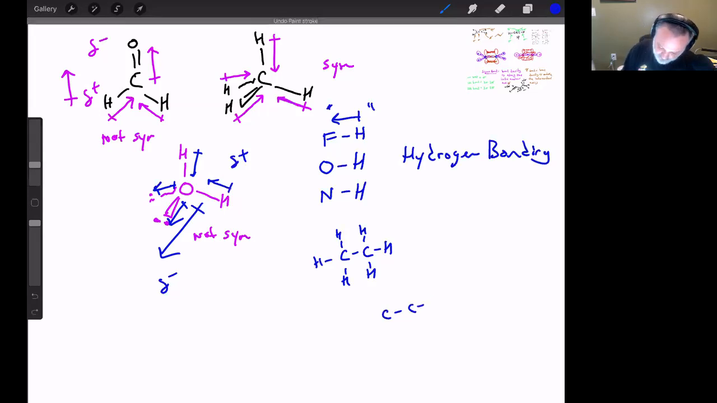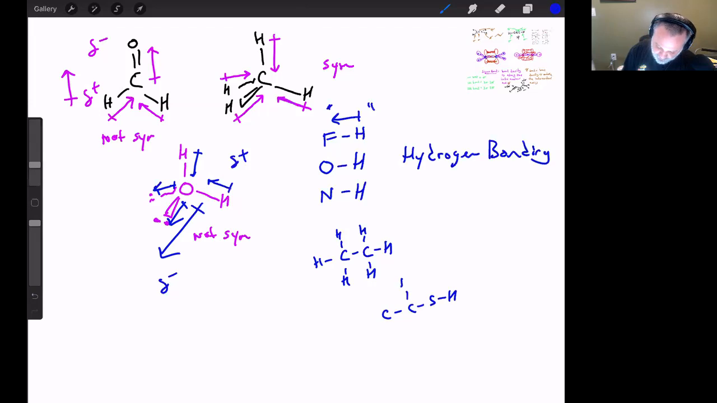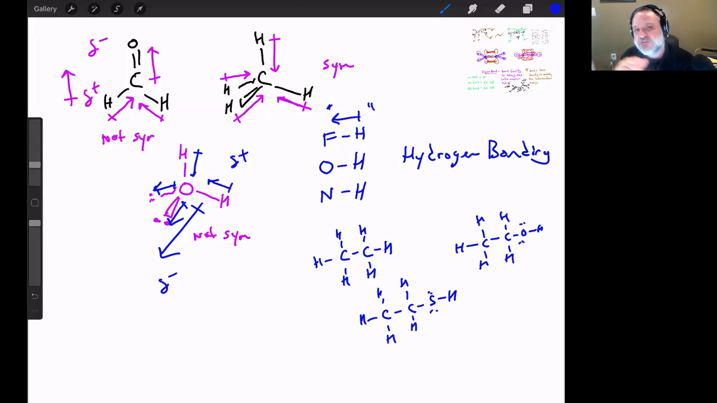If I add a sulfur to it, sulfur is pretty electronegative. But then I can add, so its boiling point is much higher. Now, if I add an oxygen to it, even though oxygen is smaller and less polarizable than sulfur, it's got hydrogen bonding. So the boiling point of ethanol is much higher than ethane thiol.